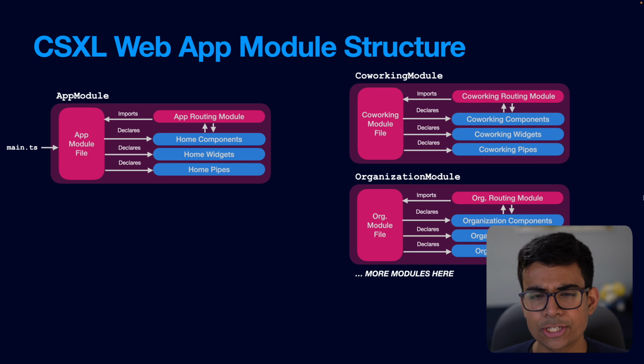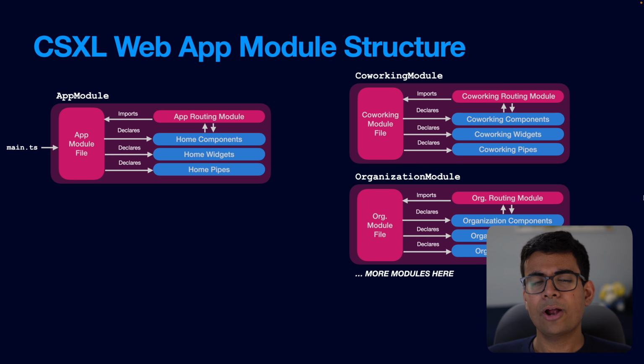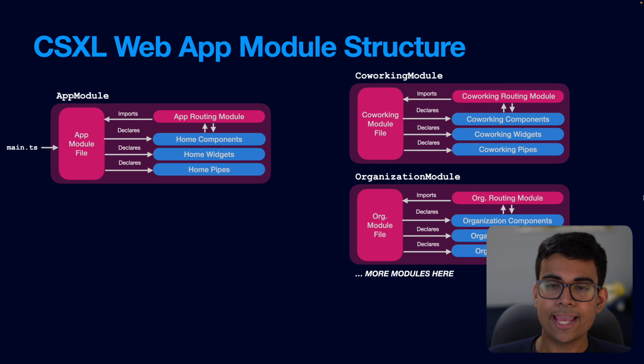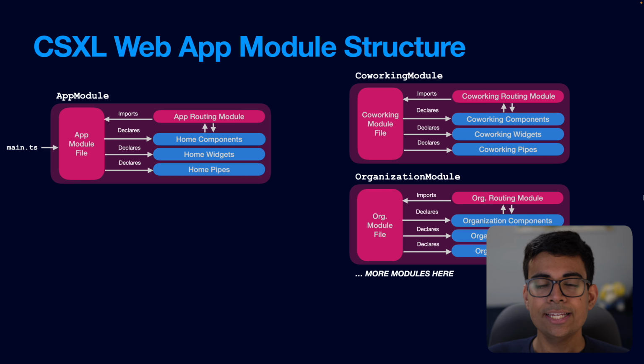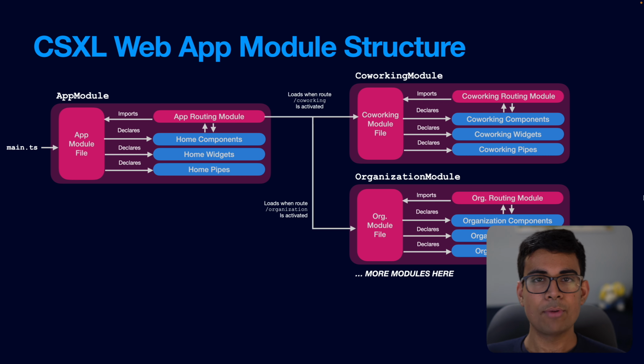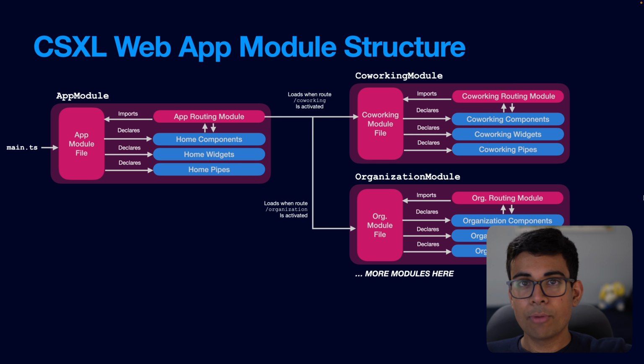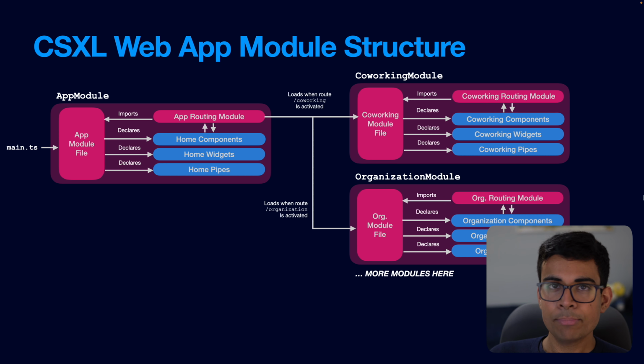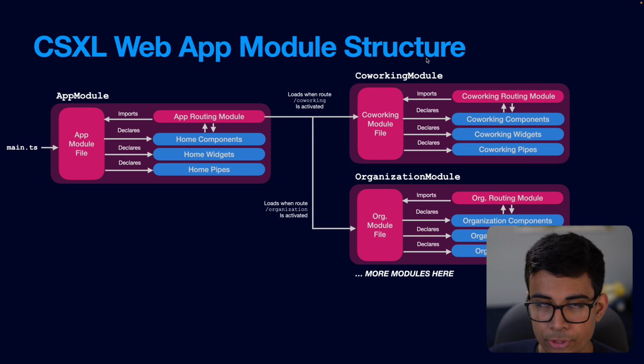So how does this actually work? Because we have our main.ts file, which loads our app module, and then we have all these other modules floating around. So how do we get all this connected? And actually, it is the job of the app routing module to load our other modules when needed. So for example, when I go to the /coworking route, my app routing module should load the coworking module and everything inside of it.